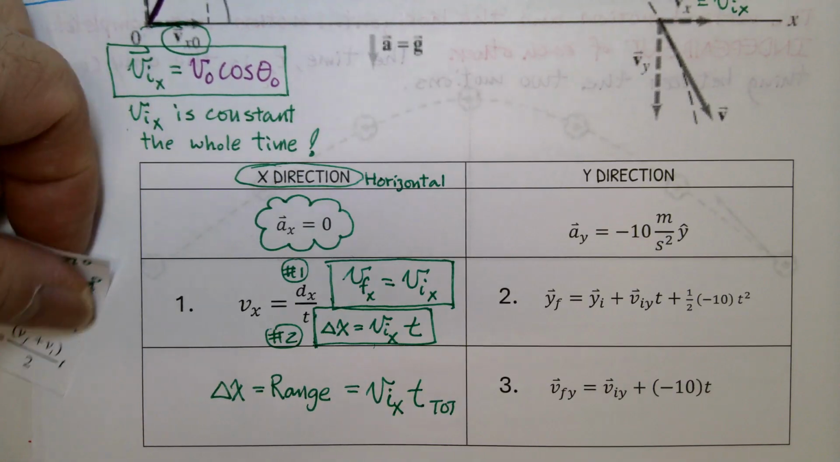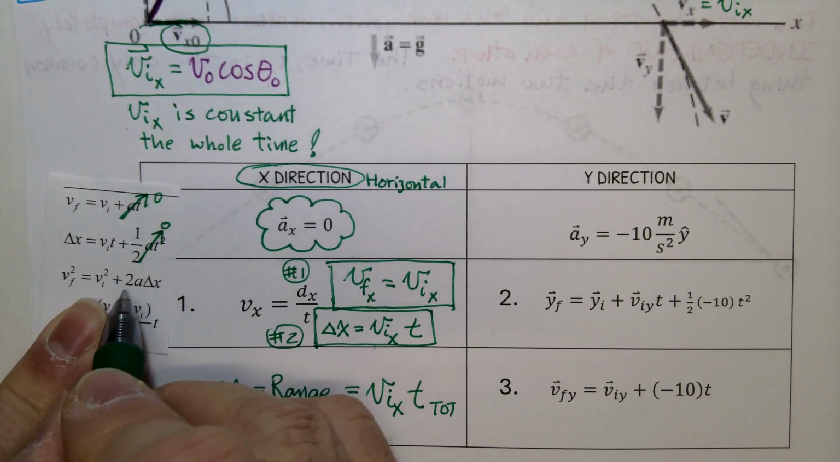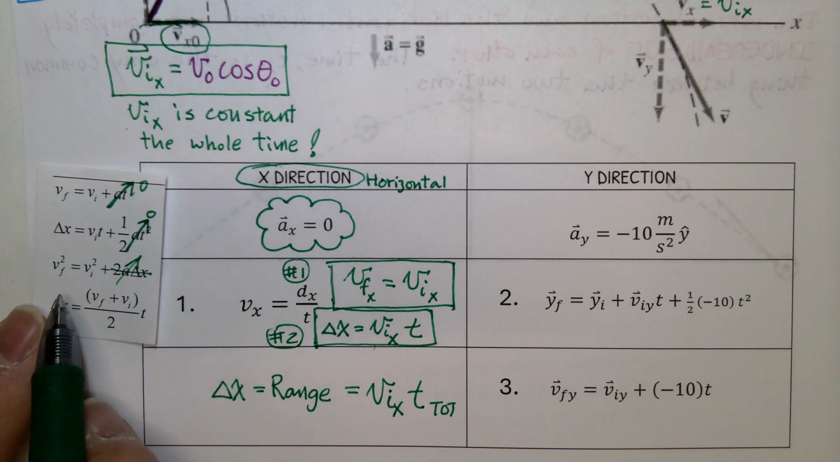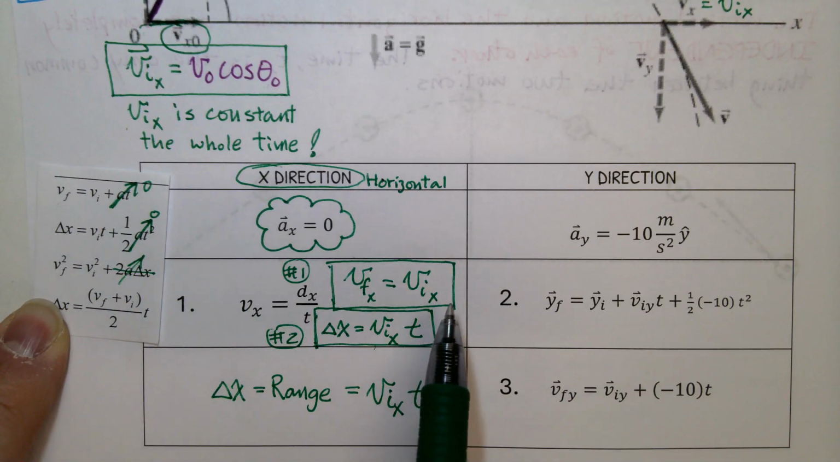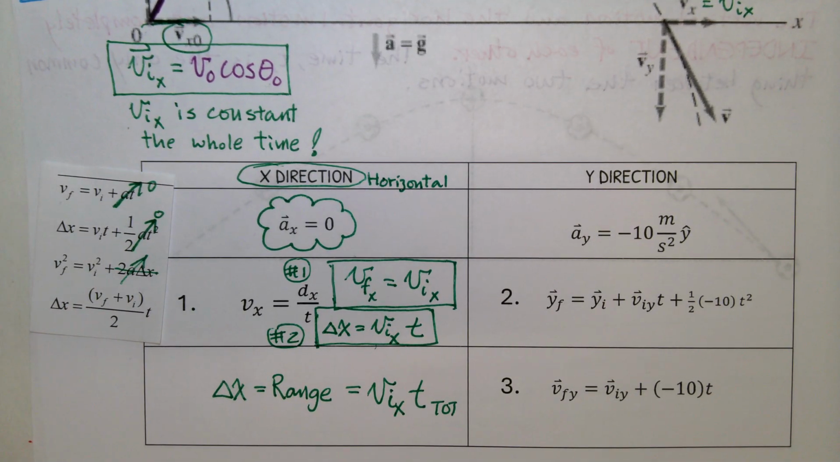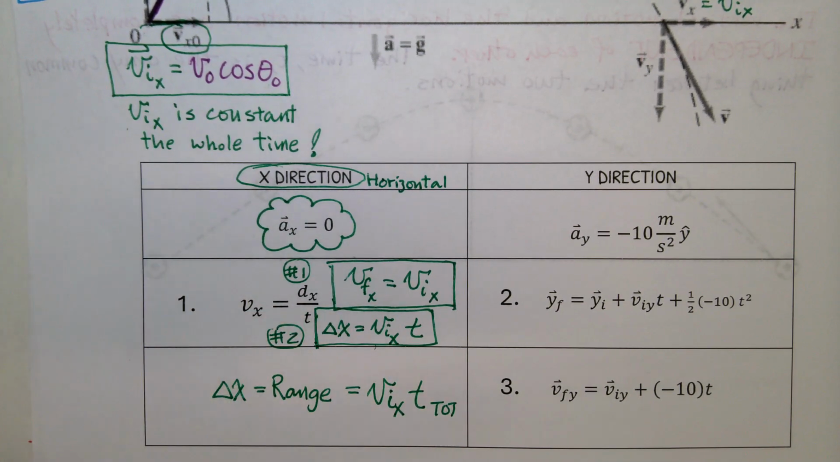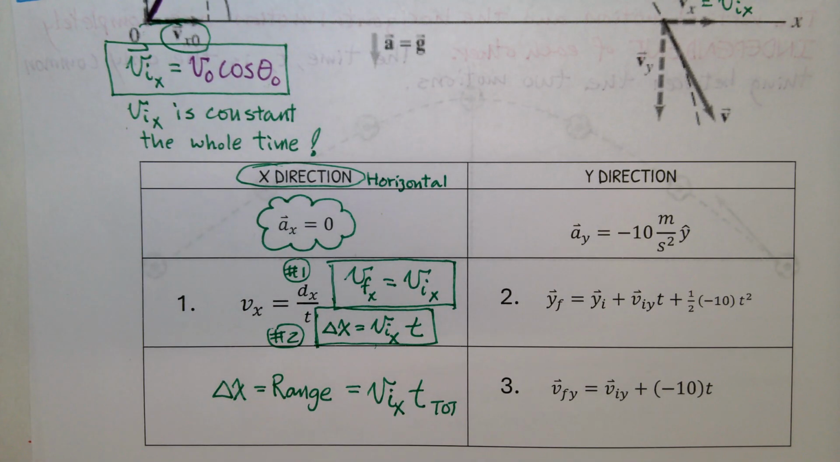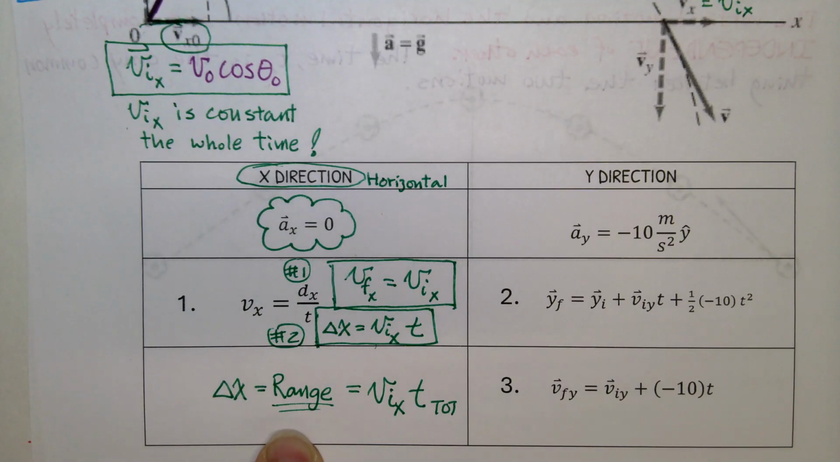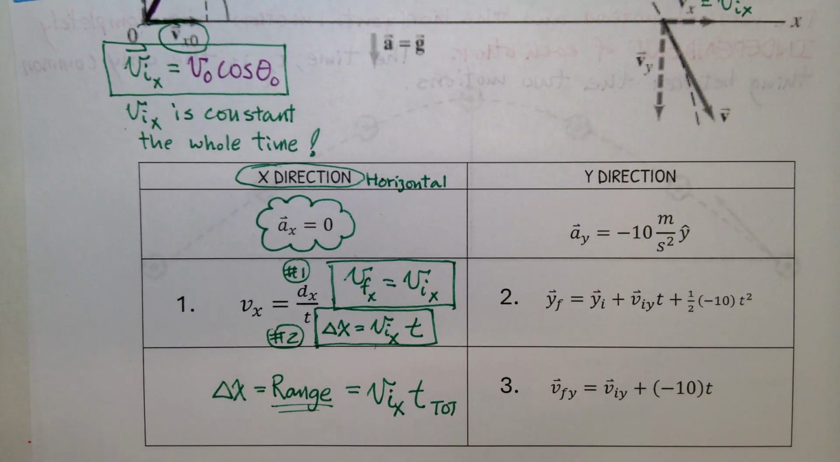Okay? Now the third equation, obviously if this is 0, then this whole term drops out. That makes Vf squared is equal to Vi squared, which basically turns out to be that, right? If you take square root of both sides. So that's kind of trivial. All right? So, boom. So this range can be calculated by multiplying the initial velocity in x times the total time of the flight.